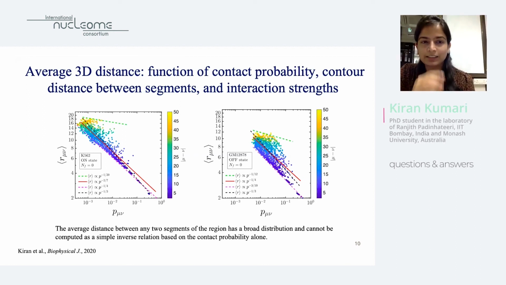Well, this is not constant, because if you look at the same gene in the off state, it goes as -1/4. So what I want to indicate here is that the scaling law changes depending upon the cell type for the same gene. So it's not a very straightforward relation, and it's not like an ideal chain relation of -1/3.